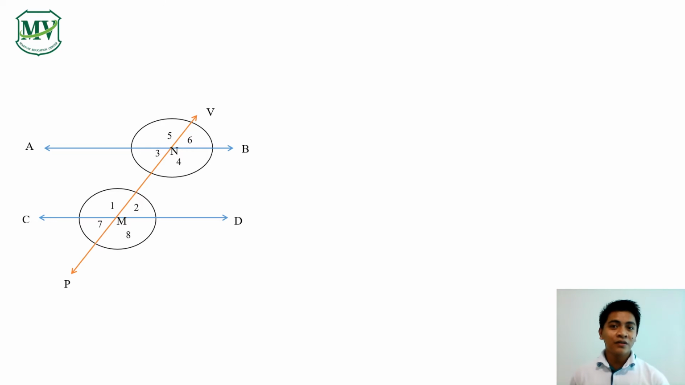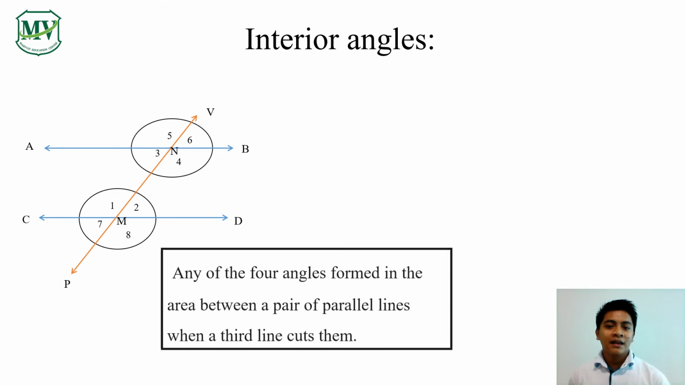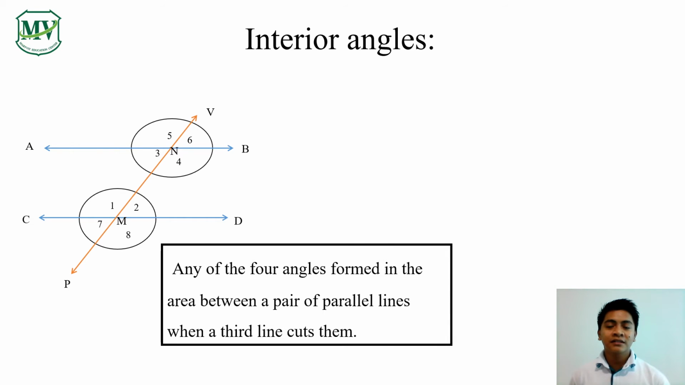Let's learn more about interior angles and exterior angles. When two lines are crossed by another line, it creates alternate angles. Those are interior angles and exterior angles. Let's discuss first interior angles. Any of the four angles formed in the area between a pair of parallel lines when a third line cuts them is what we call interior angles.